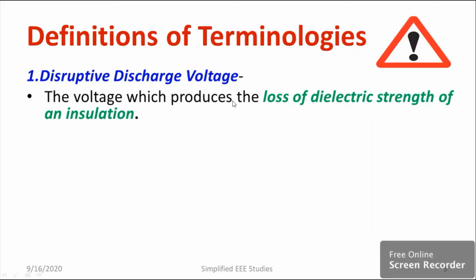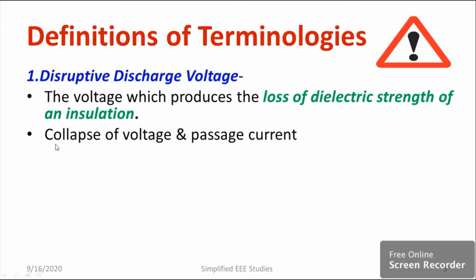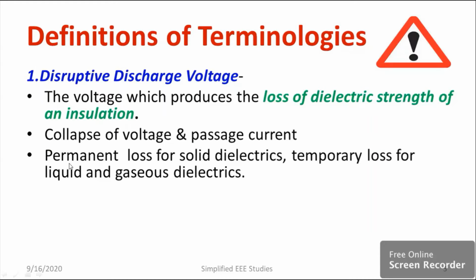The voltage which produces the loss of dielectric strength of a given insulation material or dielectric material. Technically speaking, there will be a collapse of voltage, a sudden drop of voltage, and conduction will take place. That means passage of current is the result of applying disruptive discharge voltage. Permanent losses will take place in solid dielectric material, whereas temporary loss will occur in the case of liquid and gaseous dielectric material. That's a peculiarity. Because of applying disruptive discharge voltage, dielectric loss takes place, and that results in dielectric breakdown. Okay, that is the meaning of disruptive discharge voltage.